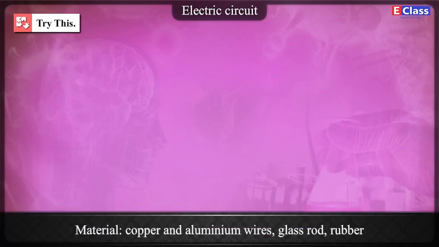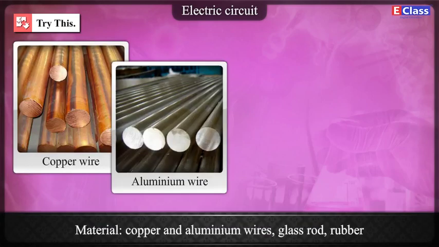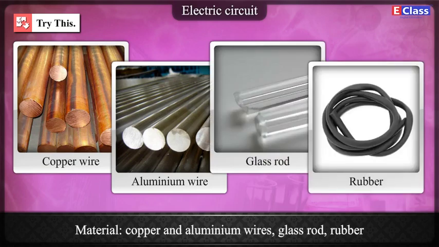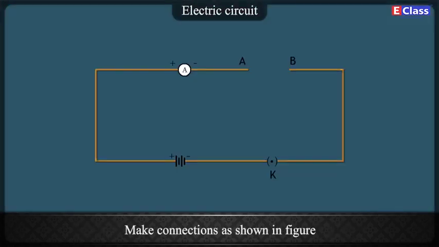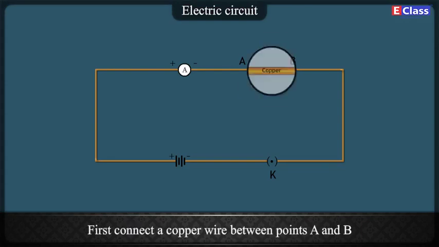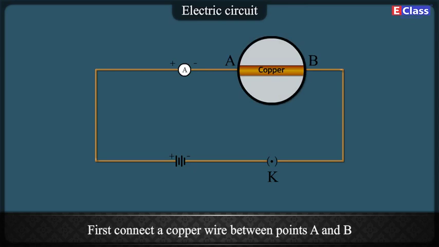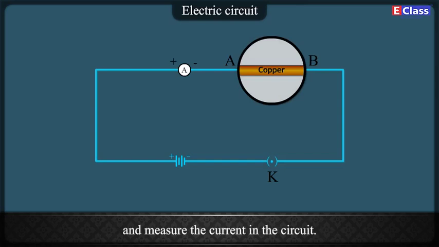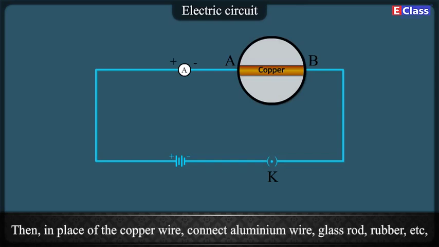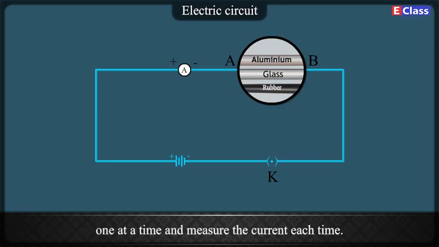Try this. Material: copper and aluminium wires, glass rod, rubber. Method: make connections as shown in the figure. First, connect a copper wire between points A and B and measure the current in the circuit. Then, in place of the copper wire, connect an aluminium wire, glass rod, rubber, etc. one at a time and measure the current each time. Compare the values of the current in different cases.